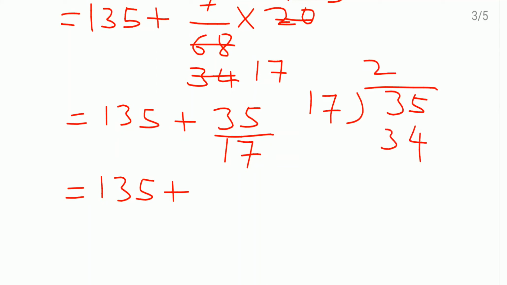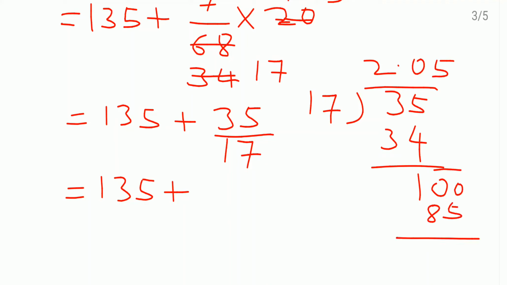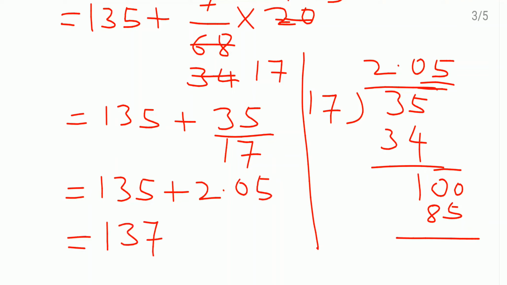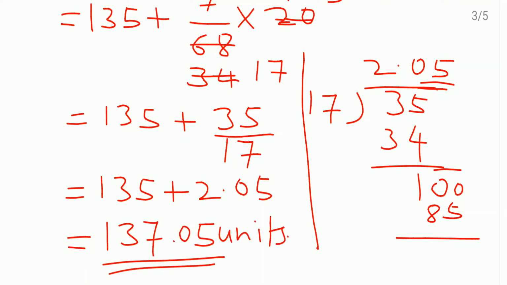17 twos are 34. 1 is remaining. Now here we need to give the decimal place 0. Still 10 doesn't come in 17's table. So 0 here. So one more 0 I'll write here. 17 5s are 85. Right? Now till 2 decimal places our answer is okay here. This is the rough work. So here 2.05, which is equal to 137.05 units. This is the mean of the data.